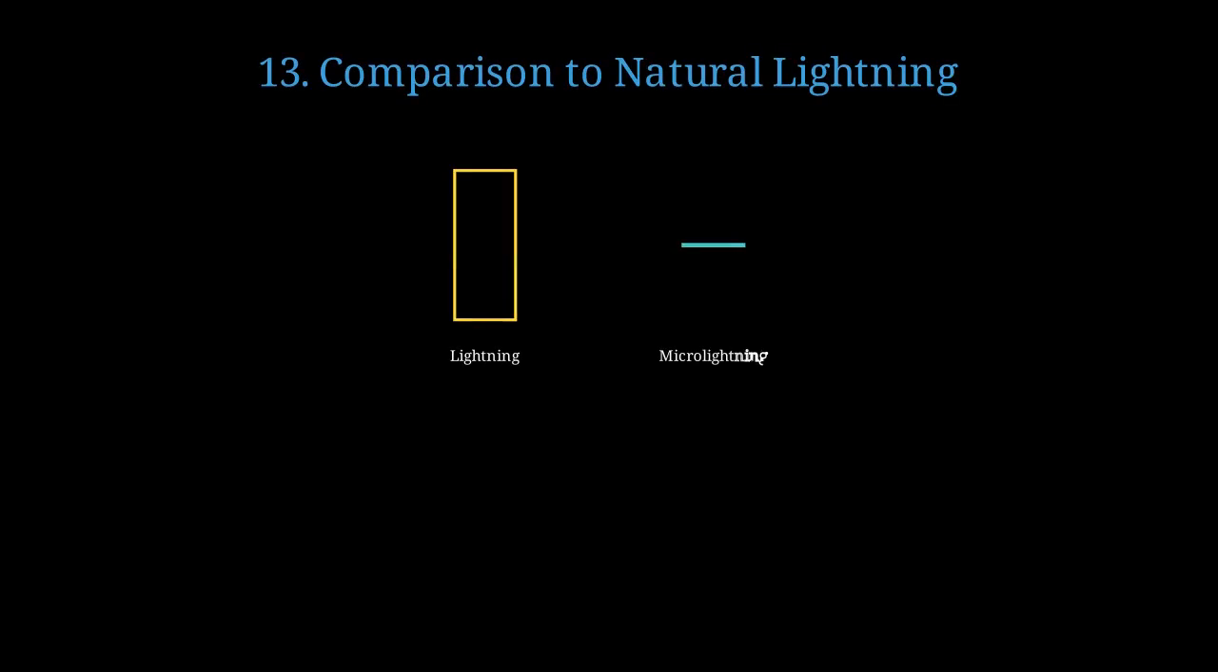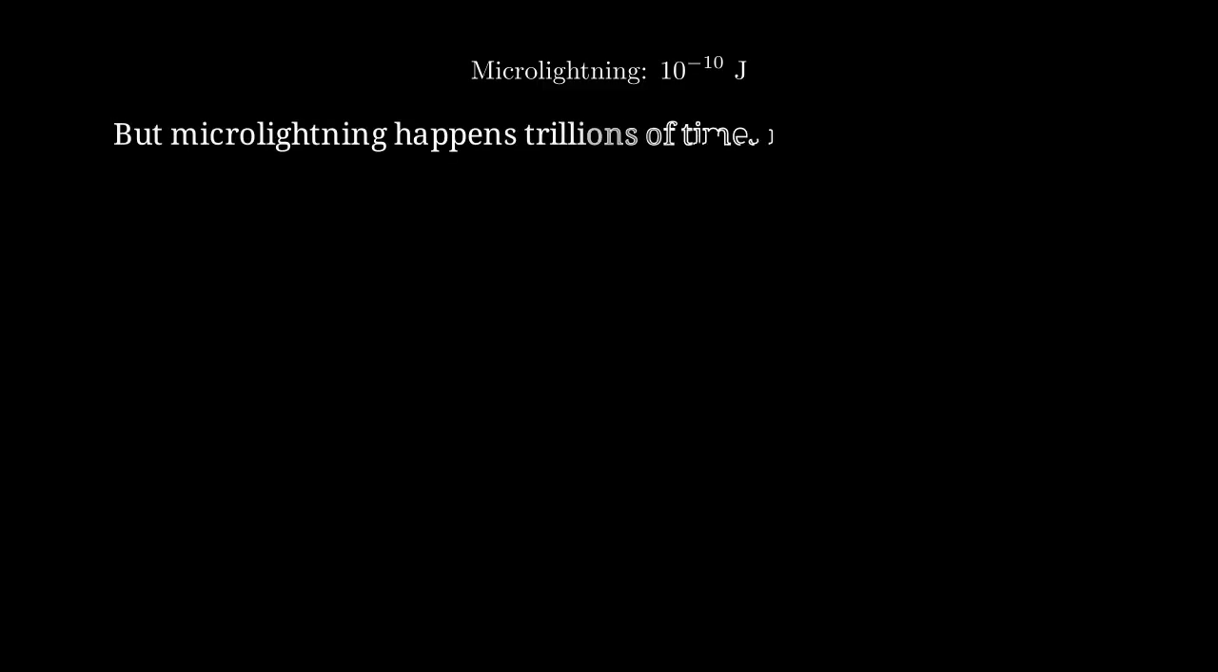How does microlightning compare to the regular lightning we see in storms? Here's a comparison of scale. Regular lightning releases billions of times more energy than microlightning. A typical lightning bolt releases about 1 billion joules of energy. A single microlightning event releases only 10 to the negative 10 joules. However, microlightning events happen trillions of times more frequently in sprays, potentially matching total energy output.